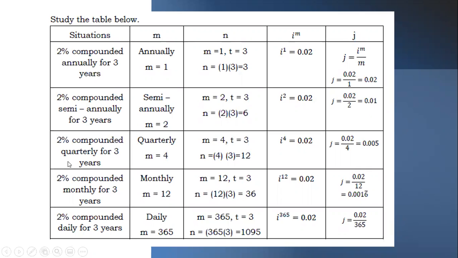Kapag naman siya compounded quarterly, 4 times. Diba? Quarterly na siya. So your M will be 4 and then the time pa rin is 3 years. So yung total conversion ninyo will be 4 times 3. So itong dalawa, the formula MT, that's equal to 12. Okay? So yung I raised to the 4th power, still 0.02, but then the J will be natin J. Kapag naman compounded annually, ayan po siya, 12.